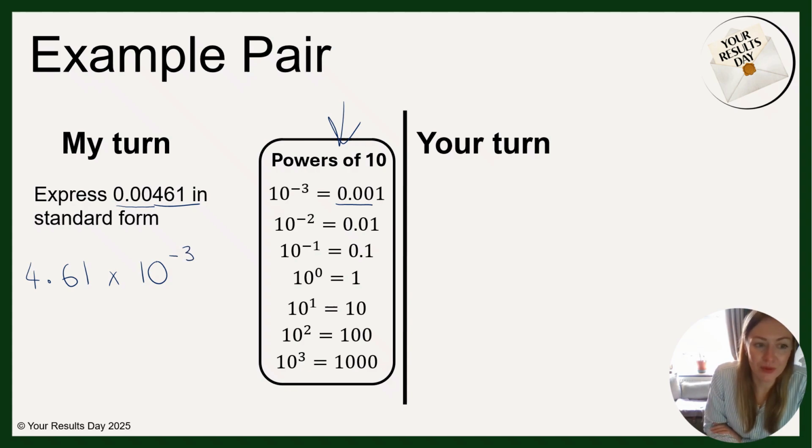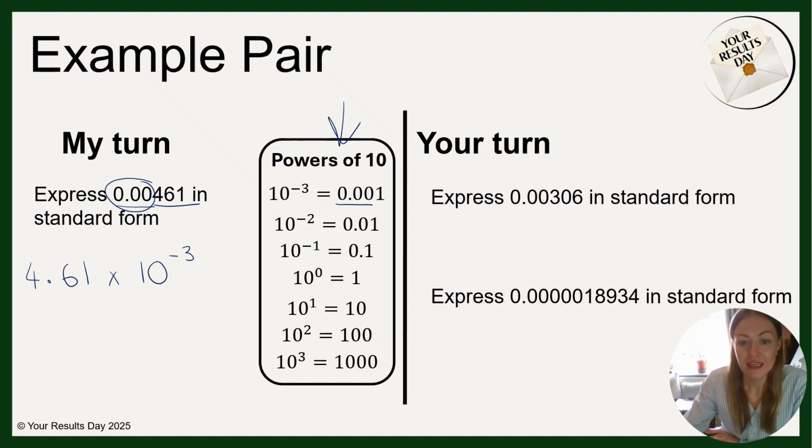And some people like the quick hack for that, which is to count the zeros. There are 3 of them. And because it's a very small number, we make the power negative. So 10 to the negative 3. Here are 2 for you to have a go at. Once again, pause the video so you've got time to do them and hit play when you're ready.